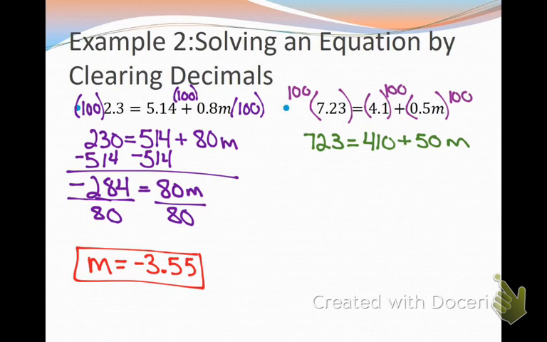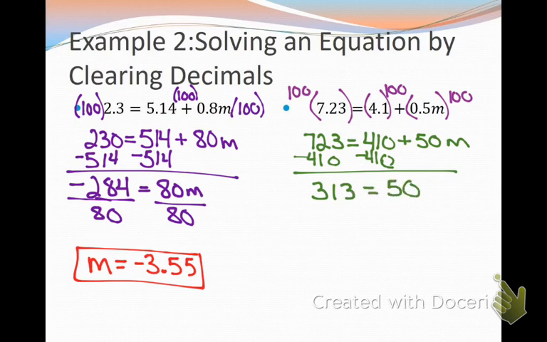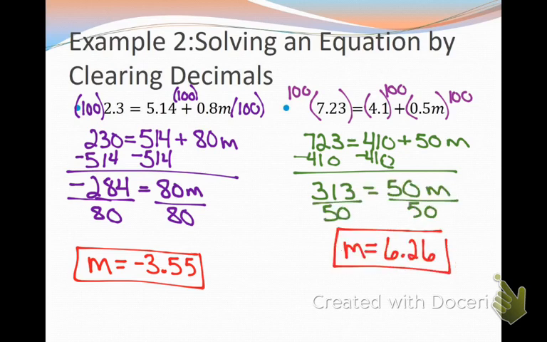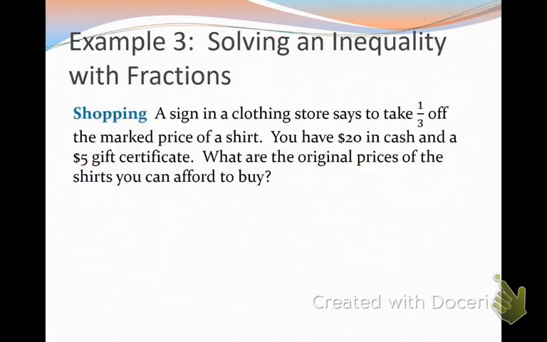Now it's kind of more the downslope of things. I'm just solving the 2-step equation by first subtracting 410, and I get 313 equals 50m. Divide both sides by 50, and there's my answer, 6.26. All right, and that should be it for clearing decimals.